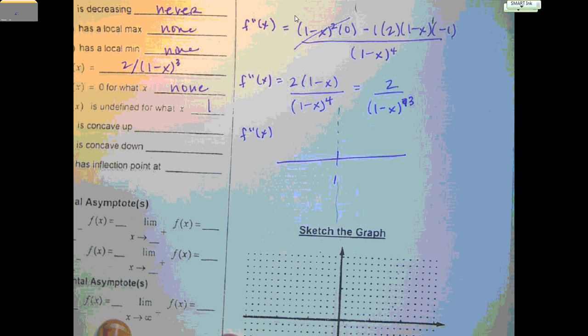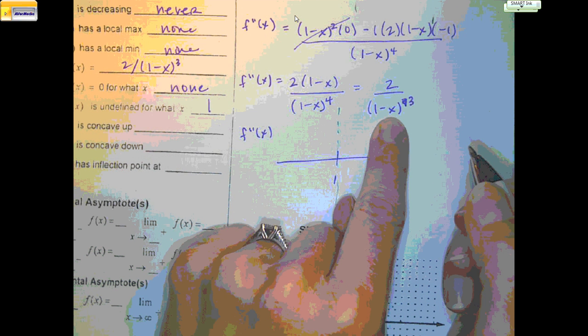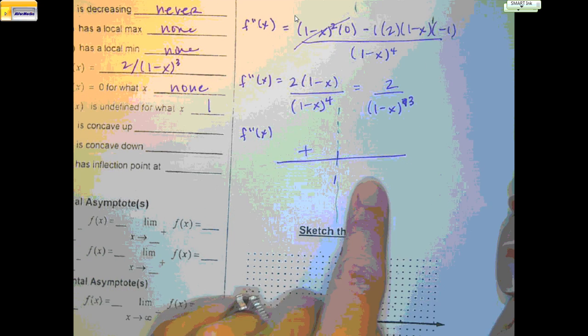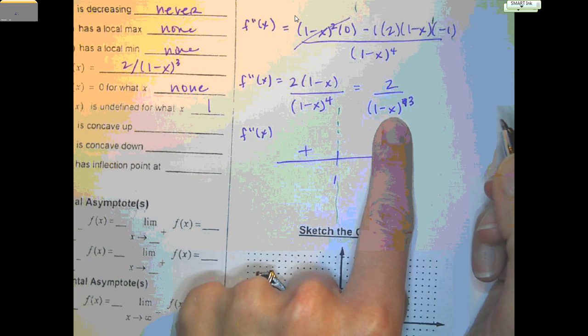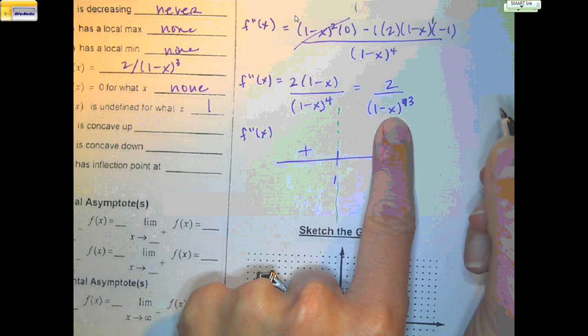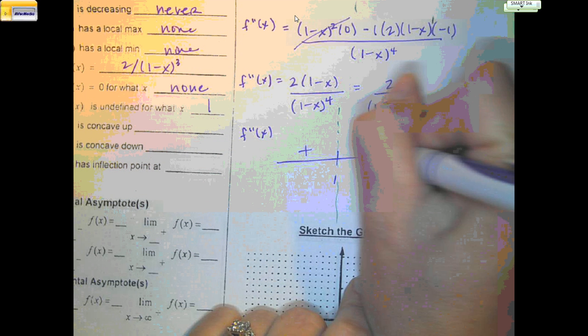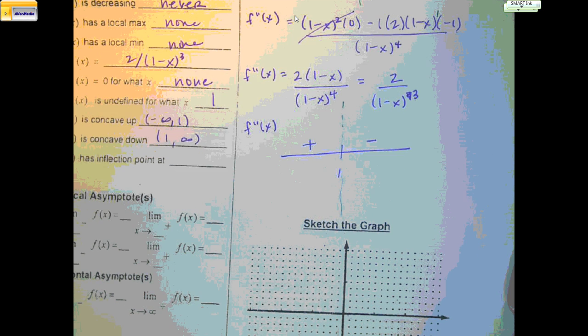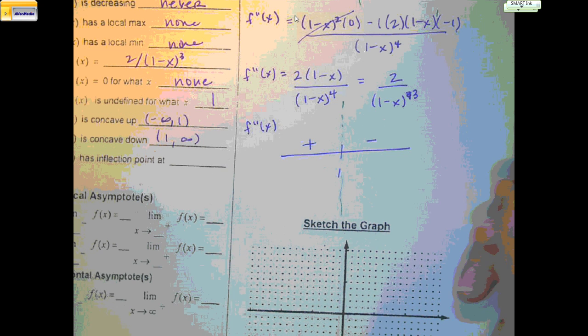Positive. If I put a 2 in for this x right here, do I wind up with a positive or negative? Negative. So we are concave up from negative infinity to 1. We are concave down from 1 to infinity. And what's our inflection point? Tricky. Very good. We don't have one. The concavity did change, but it's at a place where it's undefined, so there isn't a point there.